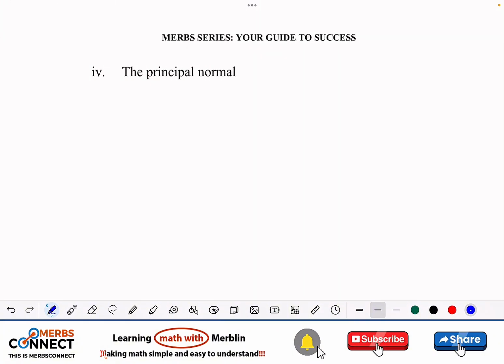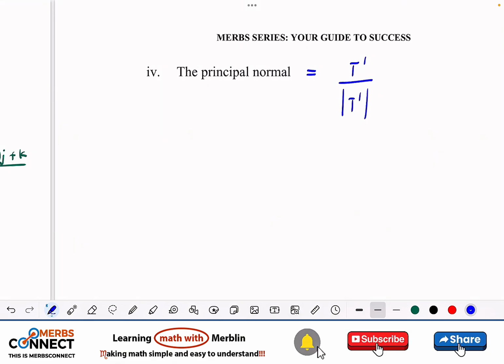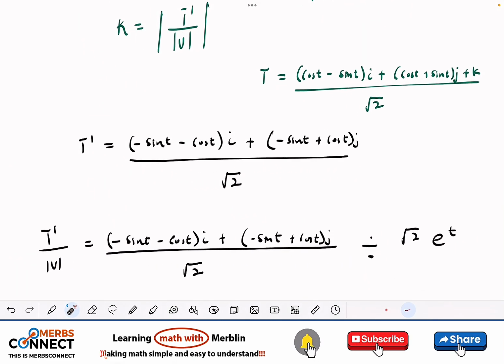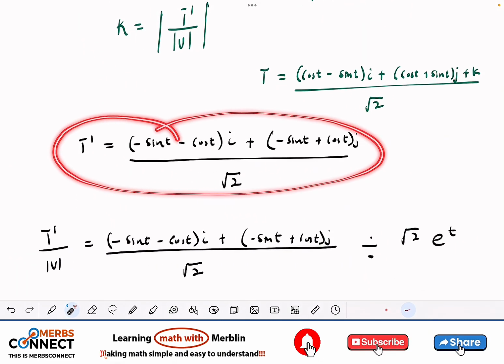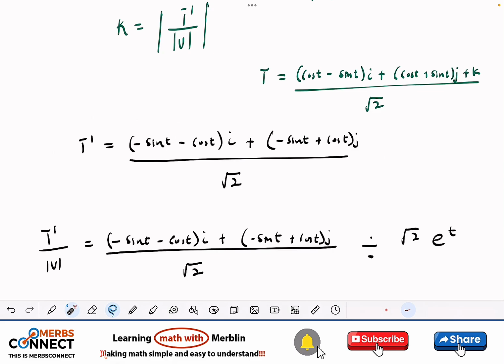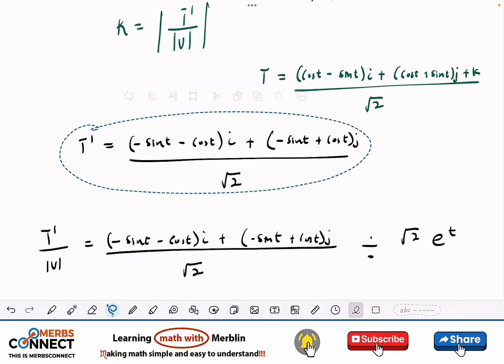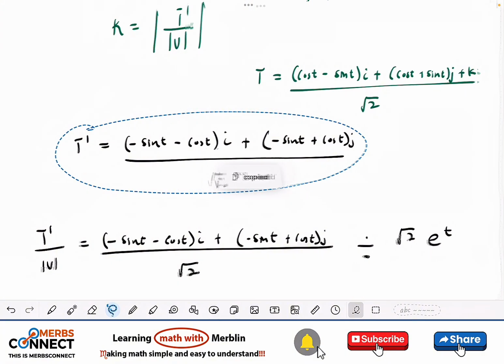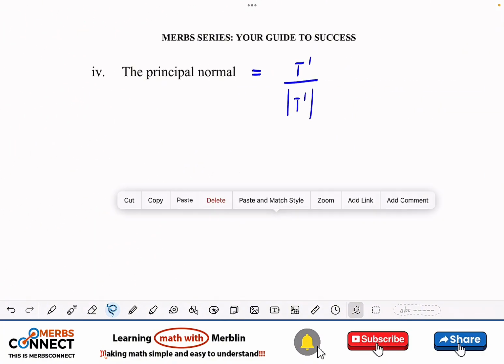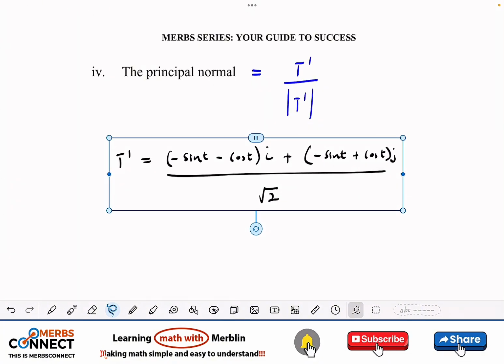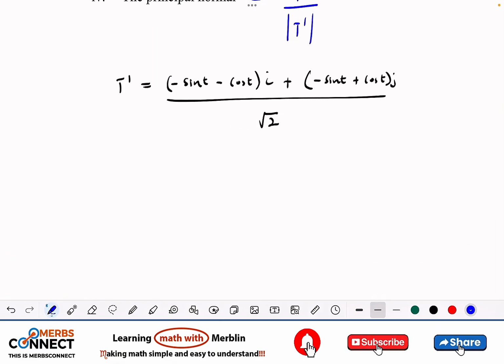Now the last one is the principal normal, right? So we are saying that this is T prime divided by the magnitude of T prime. So we have T prime here. All we just need to do is to find the magnitude, and then we are done. So let me just copy T prime to the next page so that we can use it. Okay, so let's see. This is T prime. So we just need the magnitude of T prime and then we are done.